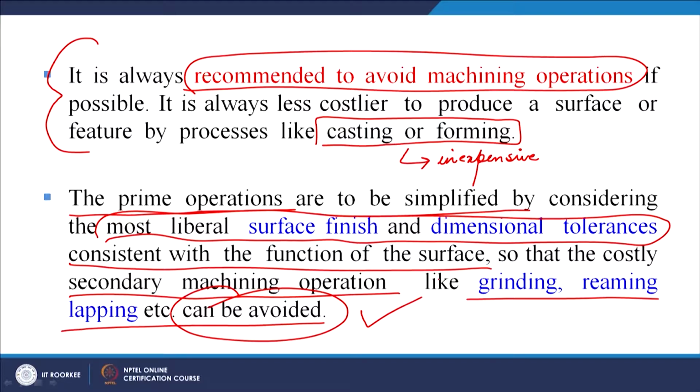So we must try to avoid these secondary operations by specifying the optimal value of the surface finish consistent with the requirements of the surface. So if the requirements can be met by a lower value of the surface finish, we must not overemphasize the value of the surface finish or the dimensional tolerance.